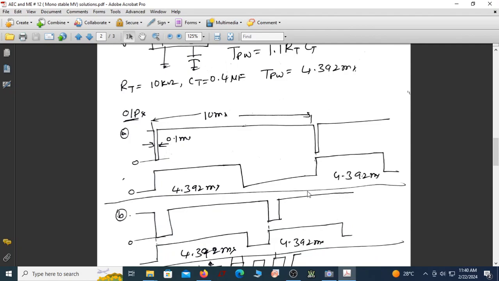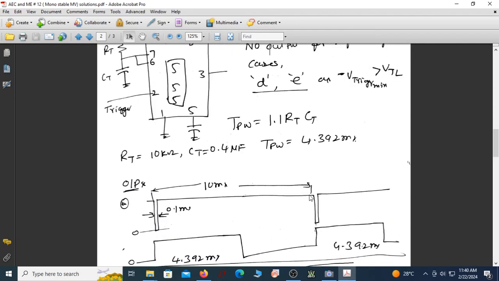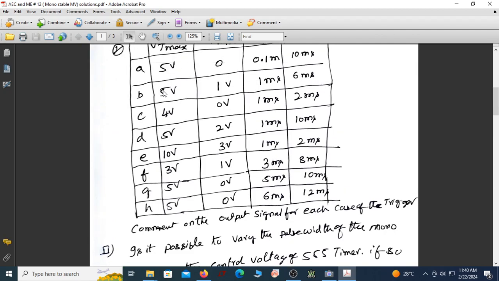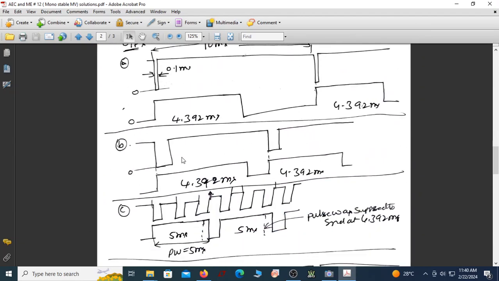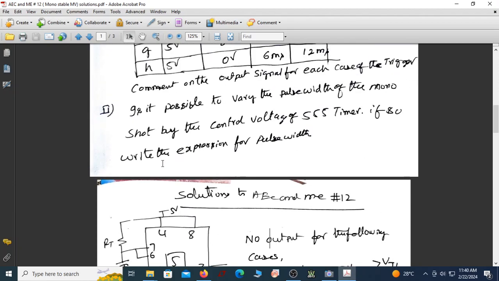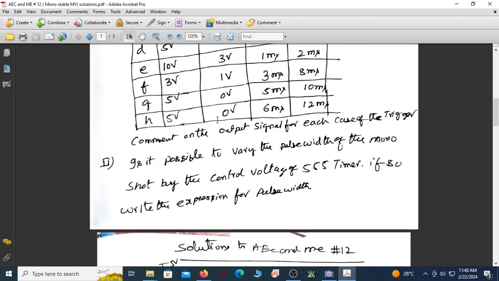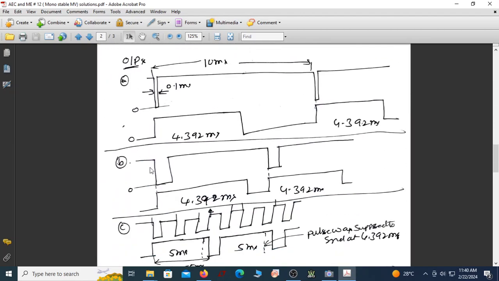Let us come to the second case. Can you see how much this is? This is 1 millisecond, and this is 6 millisecond. So not from here to here, it is 6 millisecond. Actually B is 1 volt. So this is not 0, this is 5, but this is 1 volt. When it is 1 volt, is it less than VTL, which is 1.66? So this is a valid trigger signal.